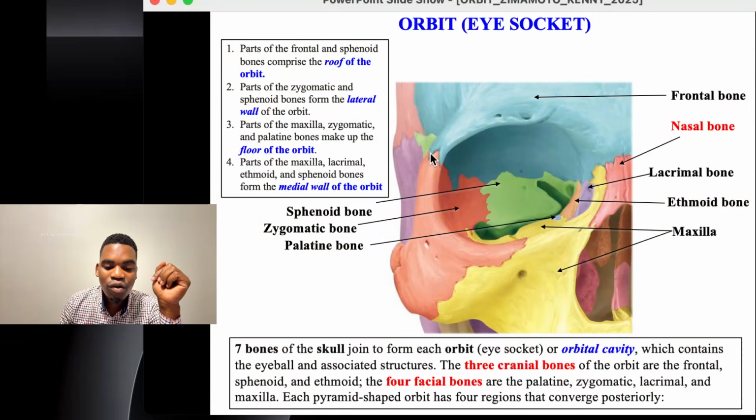Welcome to the Zimamoto series, and today we're going to discuss the orbit. The orbit is a bony framework that is housed in the eye. This is your orbit. Seven bones of the skull come together to form the orbit, and out of these seven, three are cranial bones and four are facial bones.